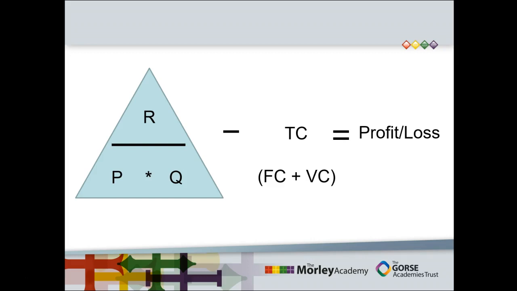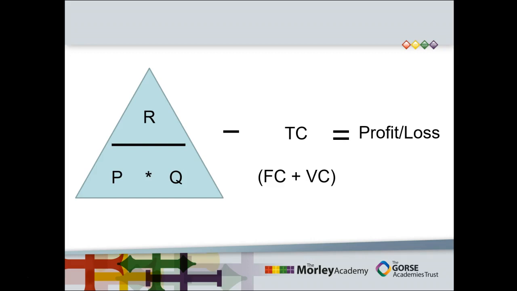In order to increase revenue, we can either manipulate price. Now, it could be that we put price up, and then if quantity stayed the same, or even if quantity went down a little bit, as long as P times Q increased, then our revenue would go up. We could put price down a little bit, and as long as the quantity went up significantly, then we could potentially increase our revenue.